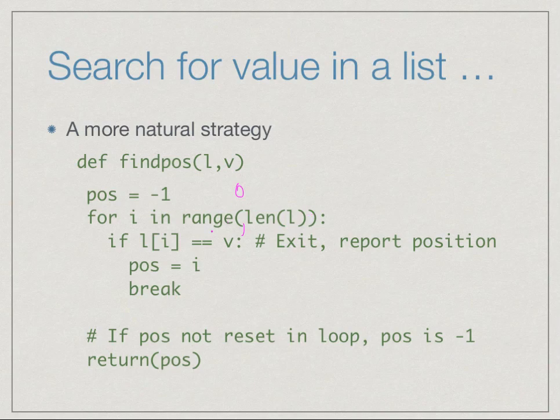And instead of checking x, we check L at position i. If L at position i is v, then we set pos to this current value and we break. By changing the variable that we put in the for, we have got a slightly more natural function. And again, we have this clever trick: since we set pos initially to -1, if we did not reset it here, if no value in the range 0 to n-1 produced a list value equal to the value we're looking for, we will return -1 as before. So this requires this clever trick.